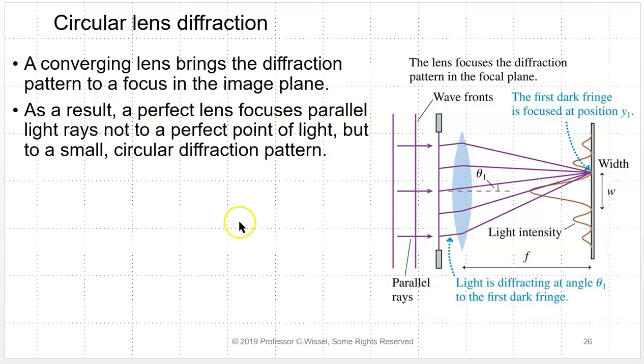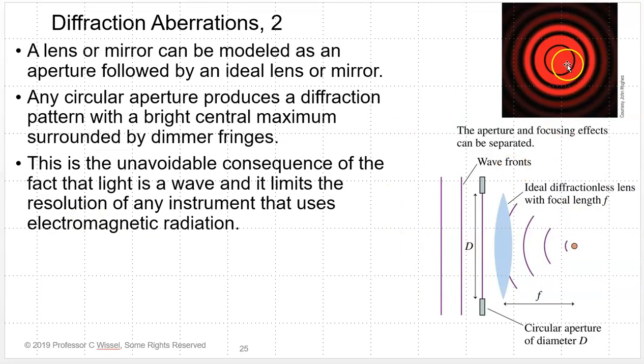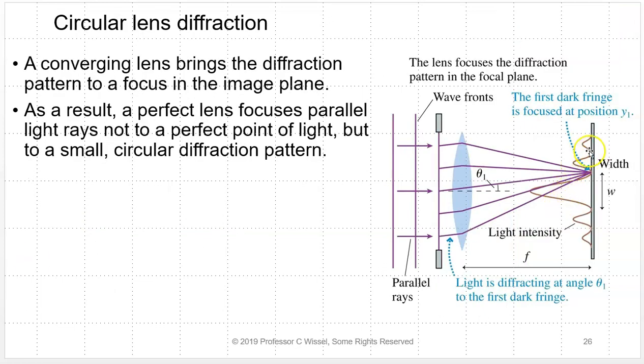Now, a converging lens will bring the diffraction pattern to focus on the image plate. So here's a converging lens. Here's the wavefront coming in, parallel rays coming in. And notice we have the central maximum, that would be this right here, followed by, as you work your way outward, these diffraction rings, so these secondary and tertiary maxima. So the result is that a perfect lens focuses parallel light rays not to a perfect point of light, but to a small circular diffraction pattern.